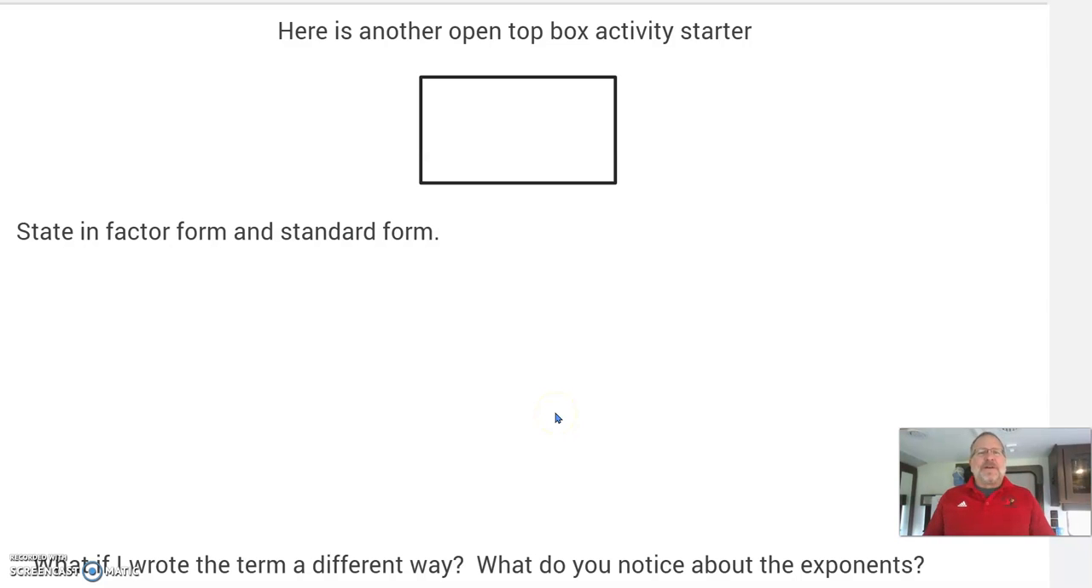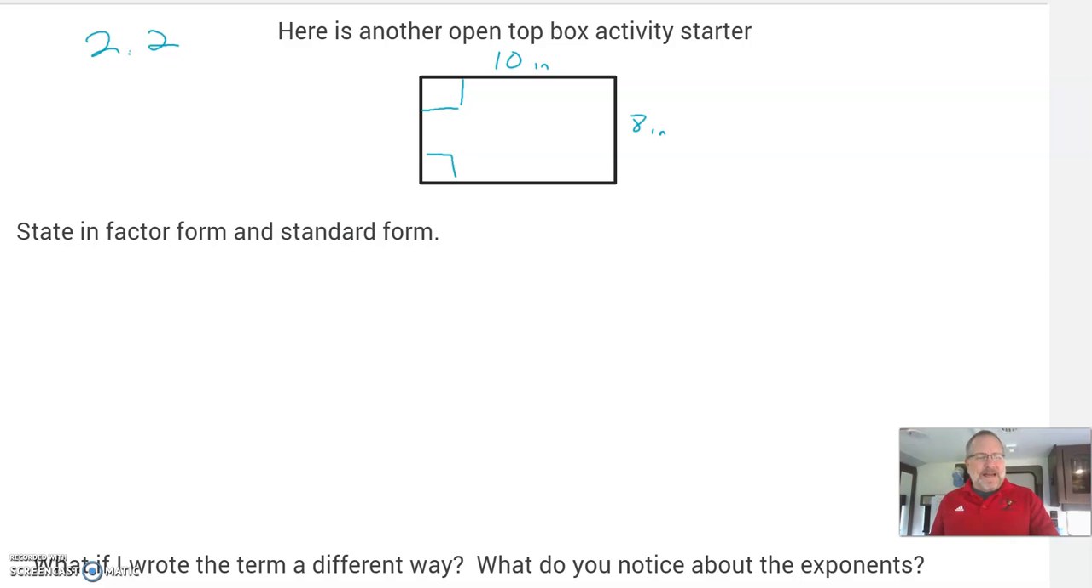Hey, let's do another open top box activity. So this has to do with 2.2 in your homework, task 2.2. Let's take a look at a piece of paper that this time is 10 inches by 8 inches. Sometimes you get paper that's not exactly standard like we did in our first activity.